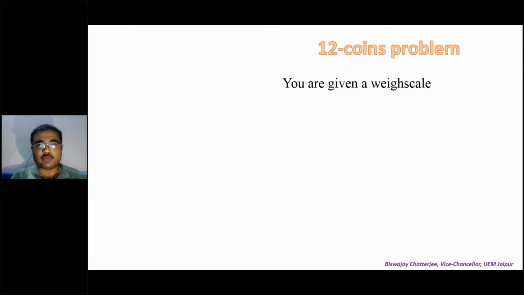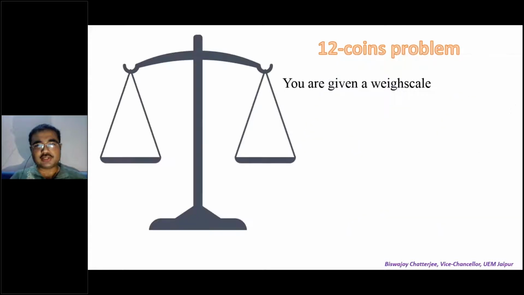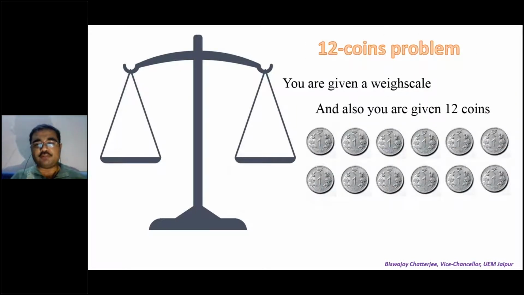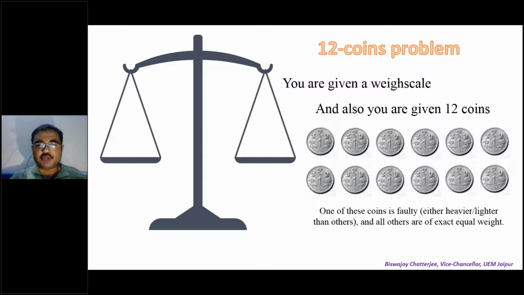So let me start without any reference to any other puzzle. Let me treat it as a new puzzle. You are given a weigh scale. And what is a weigh scale? Something which looks like this. You are given a weigh scale like this. So you can measure weights relative to one another using this weigh scale. And you are also given 12 coins.